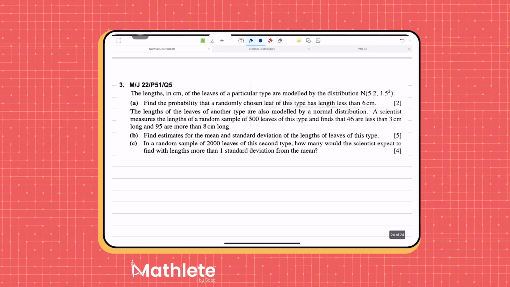Okay, now here's a question which we're going to solve. Let's see what it says. Just a minute before we start.